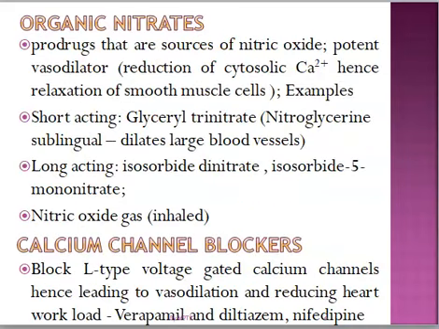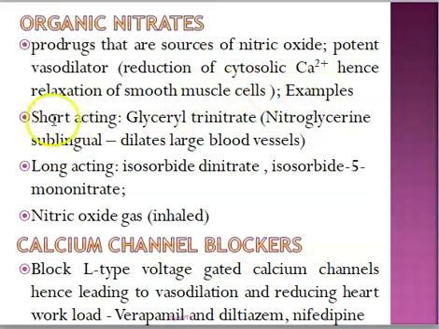Now, which are those drugs which are used in angina? Of course, we have the organic nitrates. These are prodrugs and the source of nitric oxide, a potent vasodilator. And how does it do it? It causes reduction of cytosolic calcium ions, and then of course we know that this one will lead to relaxation. There won't be contraction within the smooth muscles, hence vasodilation.